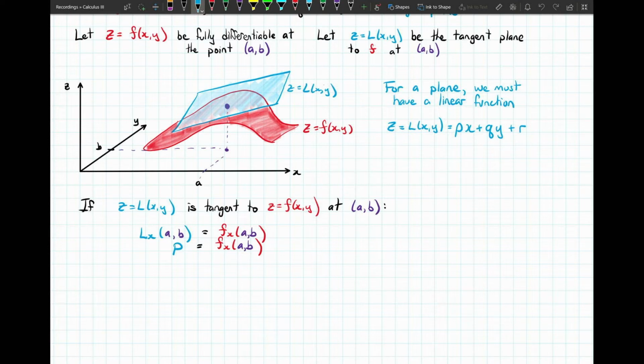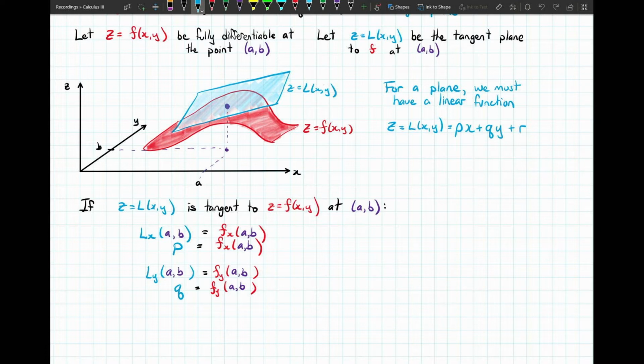Now similarly, we know that the partial derivatives of L and f with respect to y must be equal to each other at the point a comma b, and that allows us to solve for q. That tells us that q must be equal to the partial derivative of f with respect to y, also at the point a comma b. Now it's just a matter of solving for r.